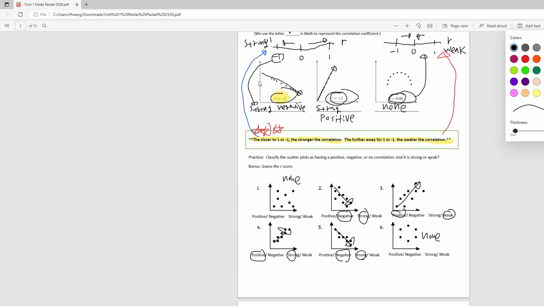Actually, before I move on, I made a mistake. This data, my bad, it should be a weak data. The points are kind of far away. So if you got the same answer as Mr. T did, then congratulations, you have understood correlation.